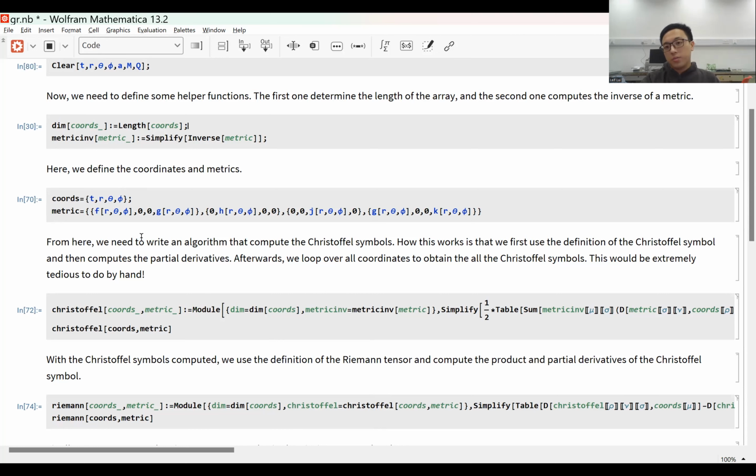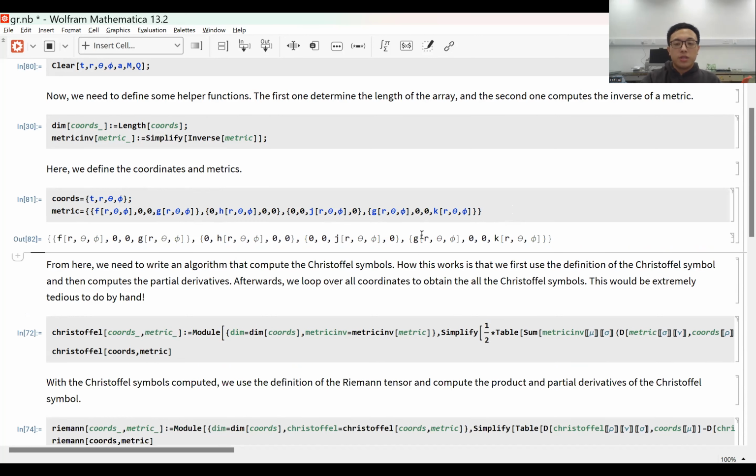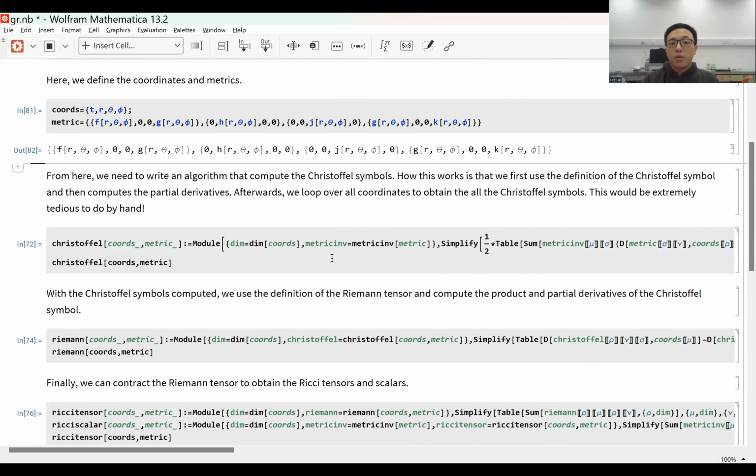And then the metric, okay, so in this case, I want to illustrate that we're trying to derive the Kerr-Newman metric. So we don't actually know what these are, but there are diagonal terms. So I labeled them by arbitrary functions, but we also know that the non-diagonal terms, basically the frame dragging terms of dt d phi, must be symmetric. So dt d phi must be this one, and then d phi dt must be this one. So we can press Shift Enter to print the metric. And from here, we need to write an algorithm that computes the Christoffel symbols.